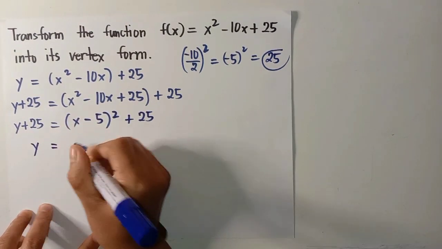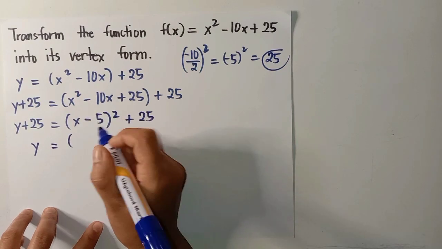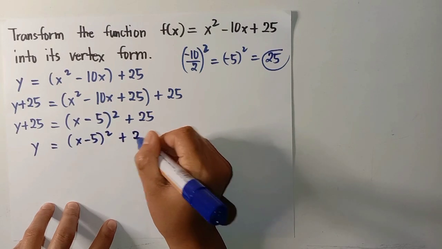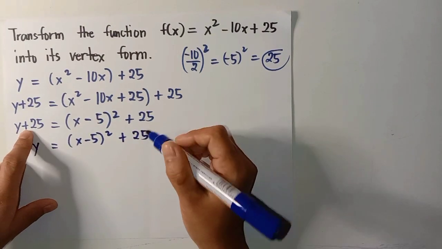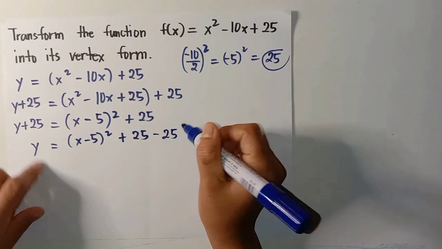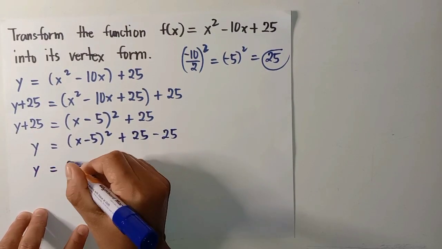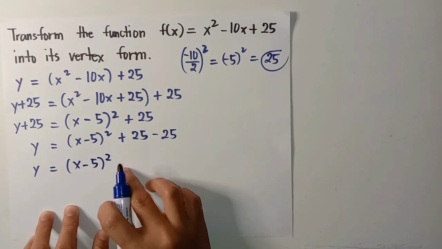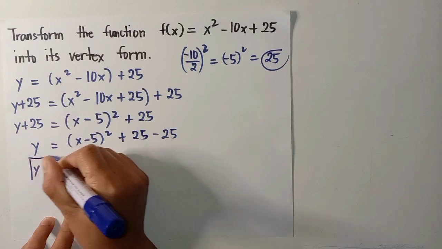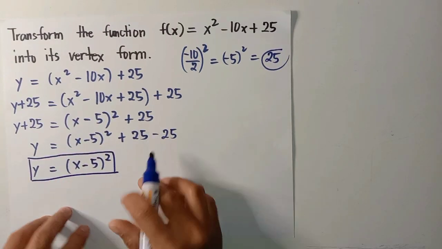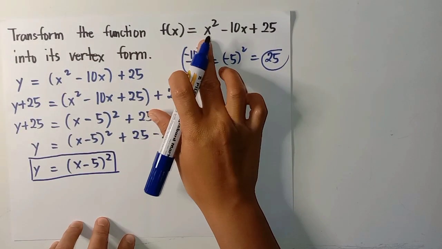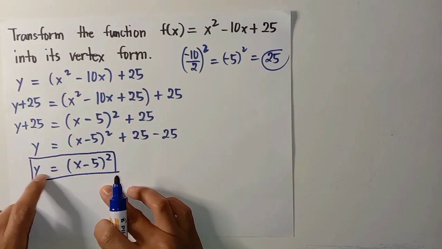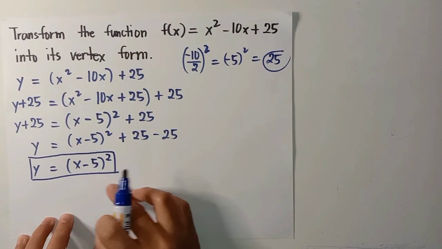So it becomes y equals the square of x minus 5 plus 25. From positive 25, it becomes negative 25. Y equals, how much is it? This is 0, right? So no need to write 0. Therefore, the vertex form of this function, f of x equals x squared minus 10x plus 25, is y equals the square of x minus 5.